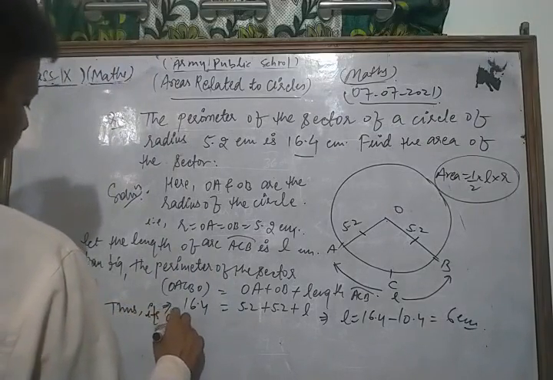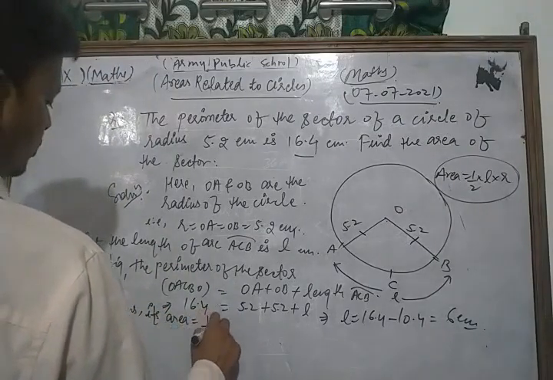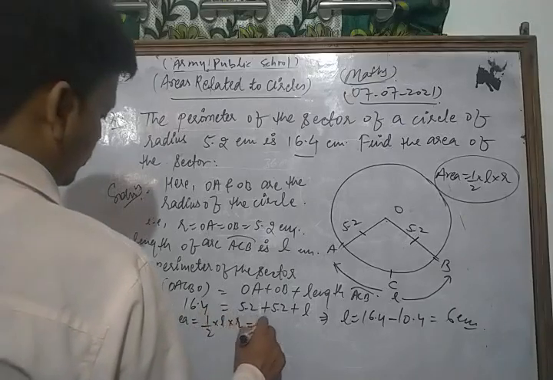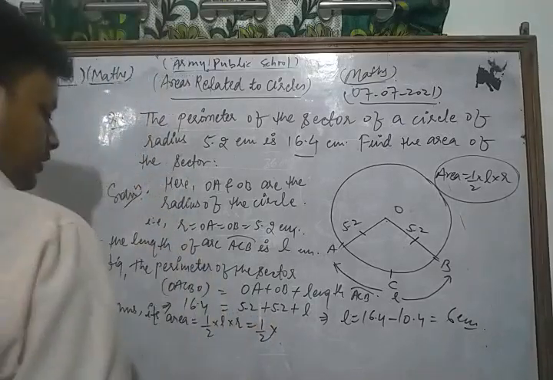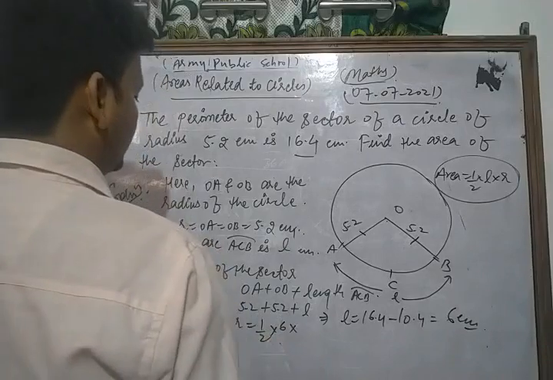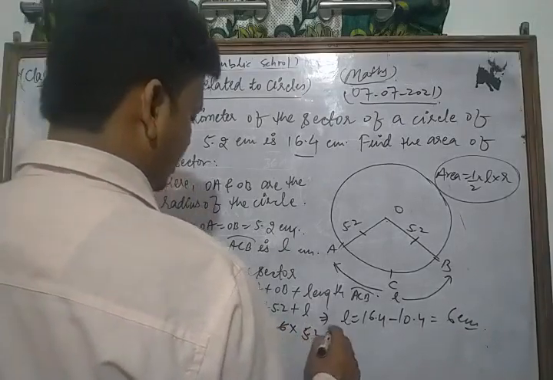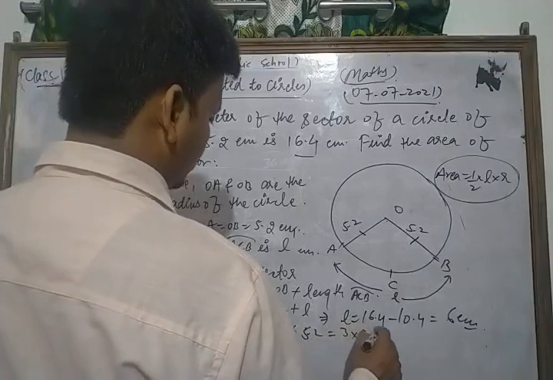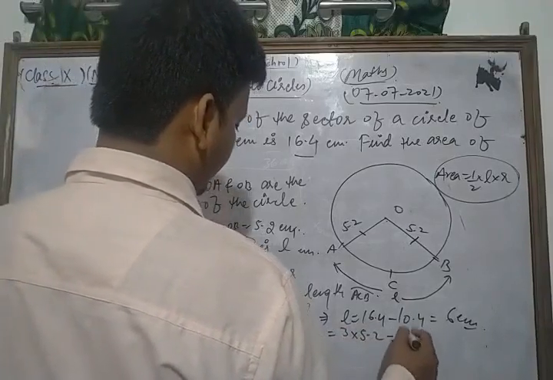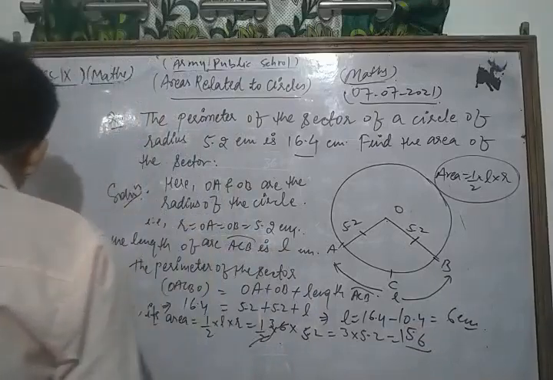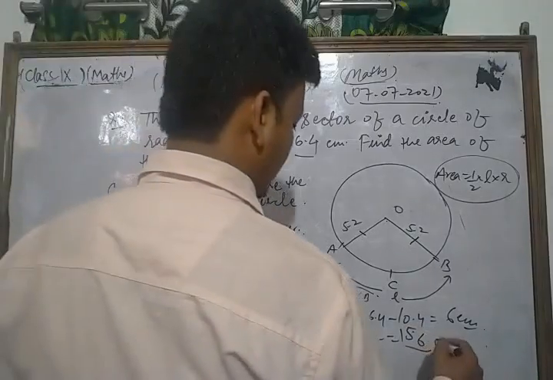Now thus we find the area of sector. Its area will be 1/2 into L into R. L is 6, R is 5.2. So 2 3s are 6, so 3 into 5.2, 3 2s are 6, 3 5s are 15, means 15.6 centimeter square.